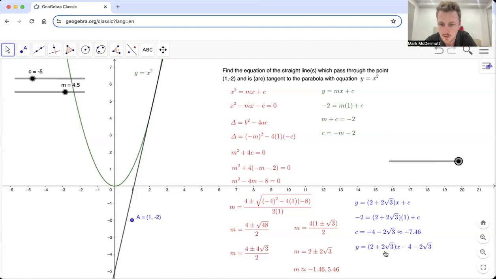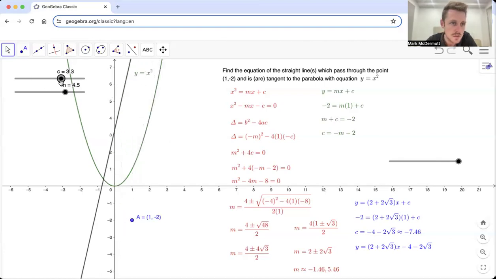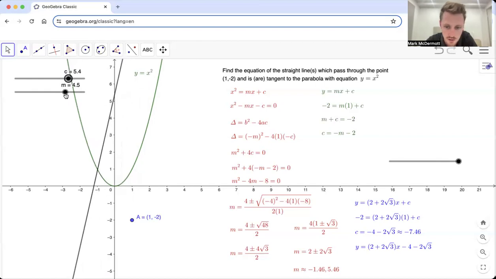So our equation is y equals 2 plus 2 root 3 times x minus 4 minus 2 root 3. This whole thing is our c value, minus 4 minus 2 root 3. And that's the equation. So what we can do is we can actually set our sliders equal to those values. So we know the m value is 2 plus 2 root 3, which is 5.46. I'll get as close as I can. 5.46 is about there to the closest decimal.